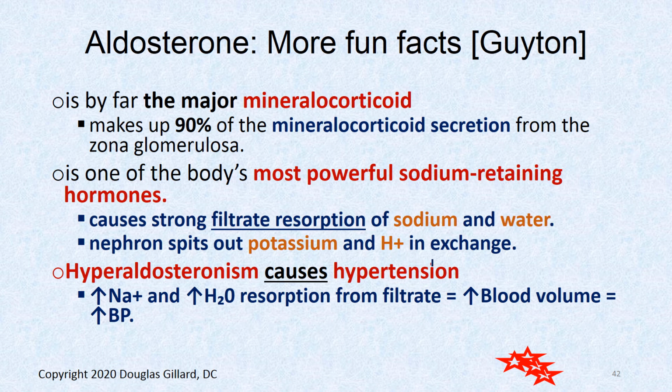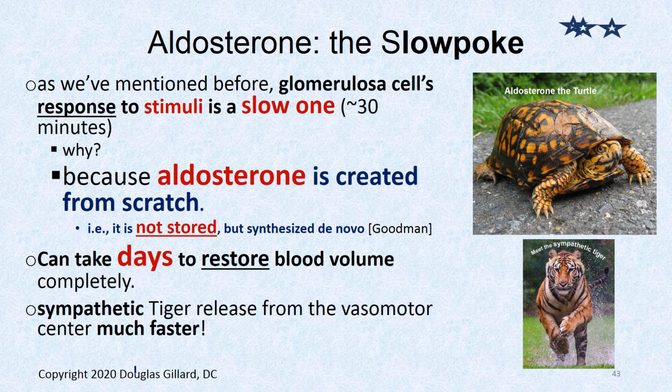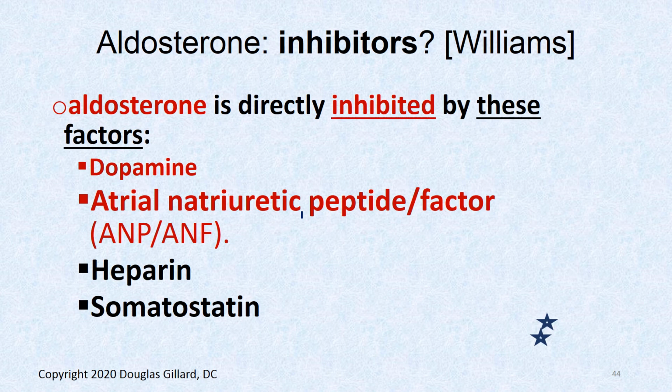Hyperaldosteronism causes hypertension because if you get increased salt and water, that's going to increase the blood volume, which increases the blood pressure. Aldosterone is a slow poke. Why is it so slow to stimulate increased blood pressure? Because it's actually made from scratch. It's not stored anywhere in the body. You have to flat out make it through that long pathway that we just talked about. It can take days to restore your blood volume after a rupture or an aneurysm in your liver or wherever the aneurysm occurs, or a bleed of the spleen. The sympathetic nervous system is way, way faster.